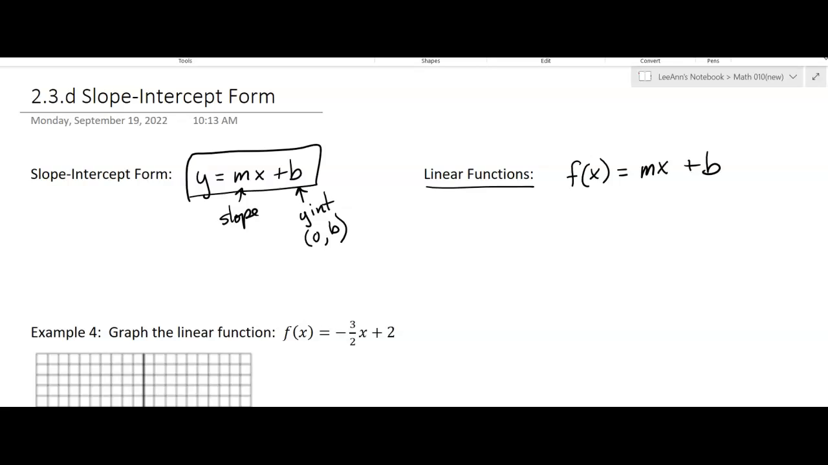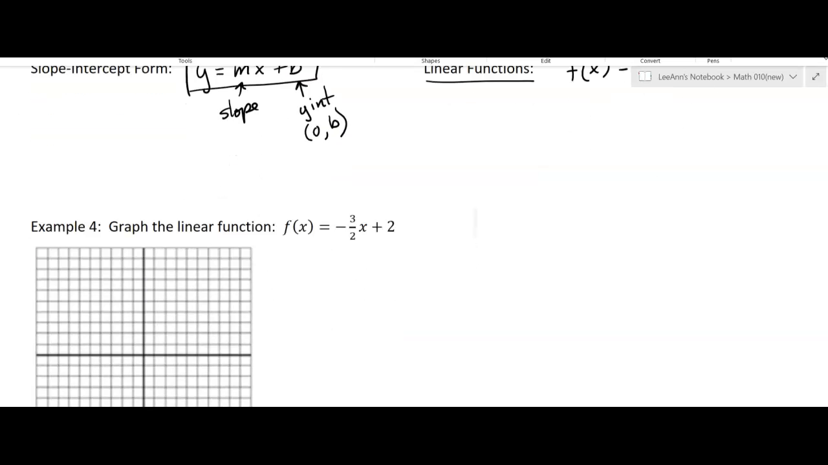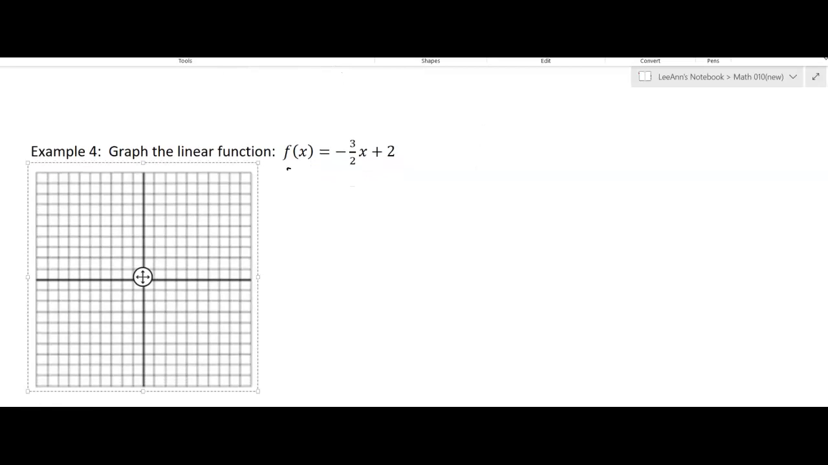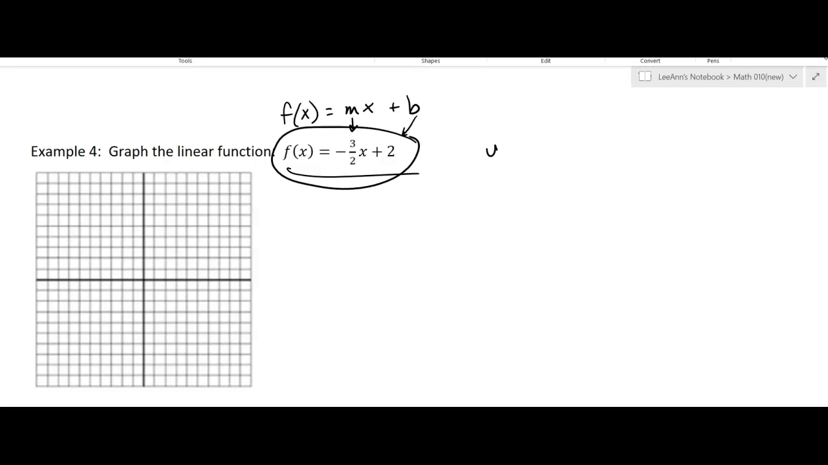One of the things, though, that's nice about the slope-intercept form is that it makes it easy to graph. So when you look at this function, f of x equals mx plus b, it's pretty easy to see what m is. That's going to be the negative 3 over 2. And it's easy to see what the b is. So if somebody said, hey, here's this function right here, what's the y-intercept? You would say the y-intercept is 2. Or you might list it as 0, 2, and that's fine.